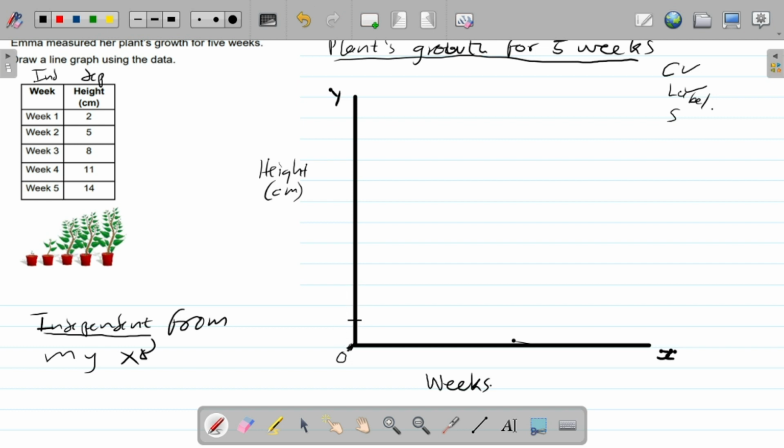Great. Now let's choose a scale. So how do you choose a scale? You look at the numbers, the lowest number and the highest number. Which scale can you choose that will incorporate all of these numbers? And remember, your scale must be consistent.